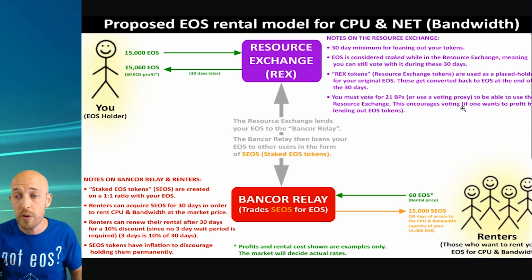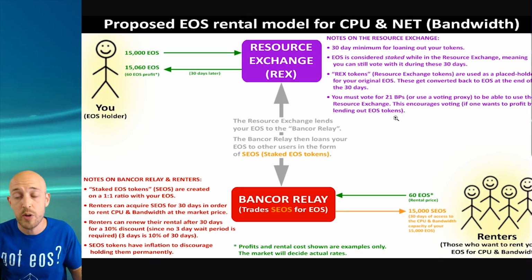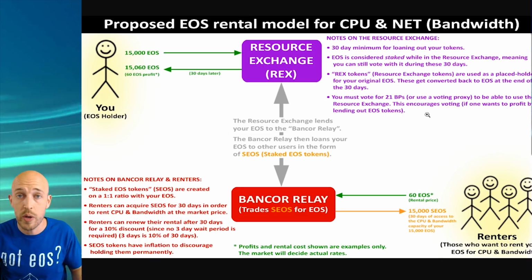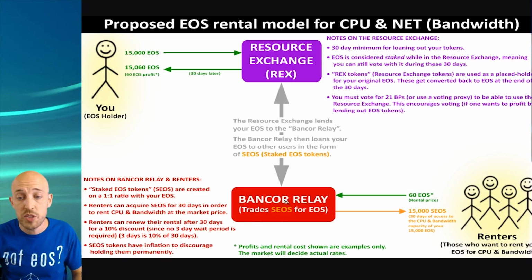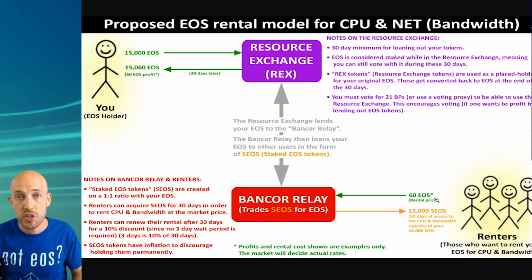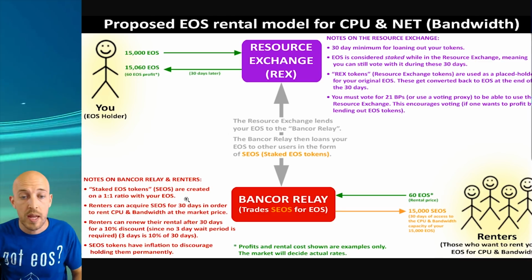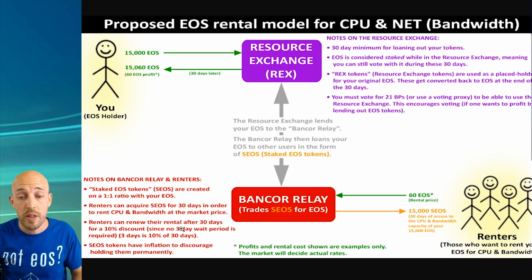And this encourages voting. So if one wants to profit by lending out your EOS tokens, you better vote for at least 21 BPs. And then some notes on the Bancor relay over here where it's trading with the renters. Renters can renew their rental after 30 days for a 10% discount.